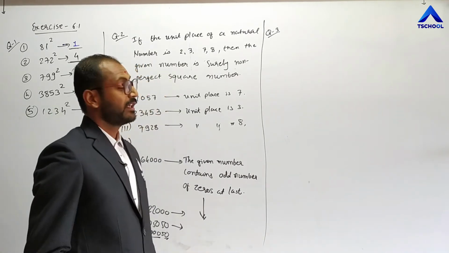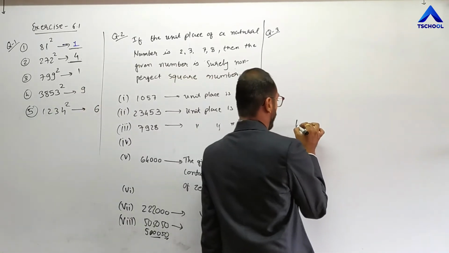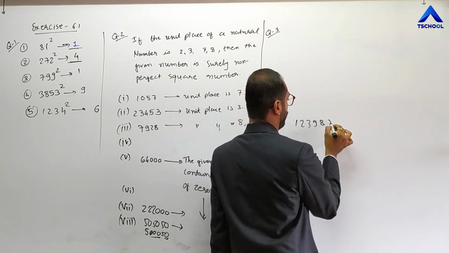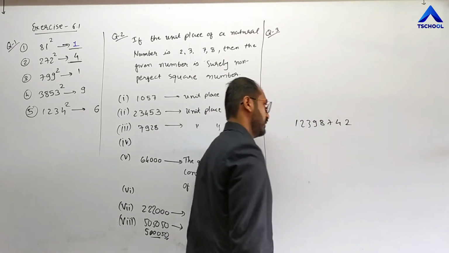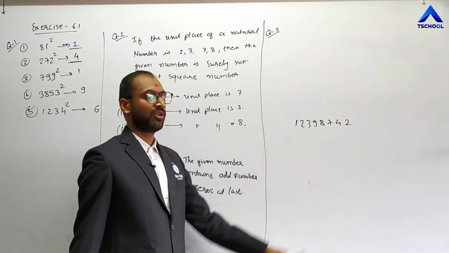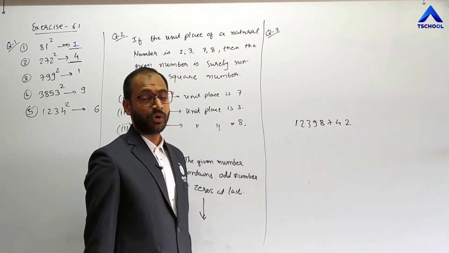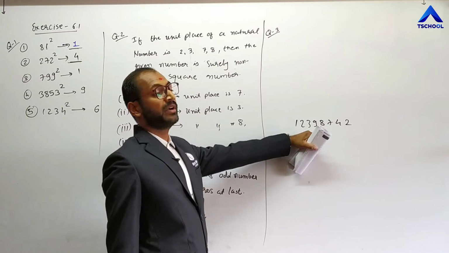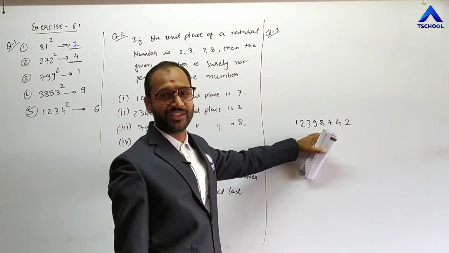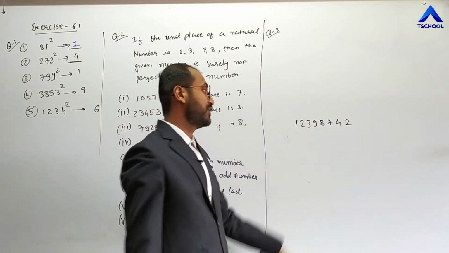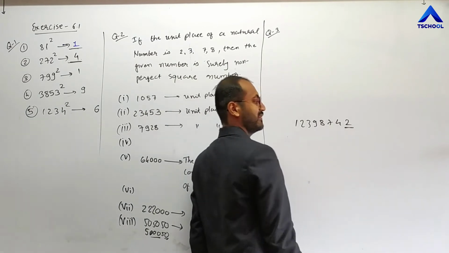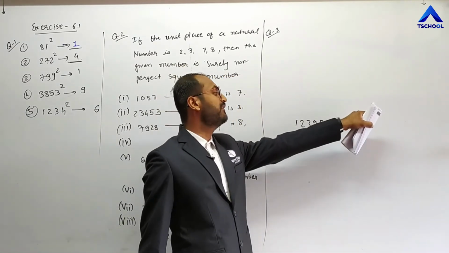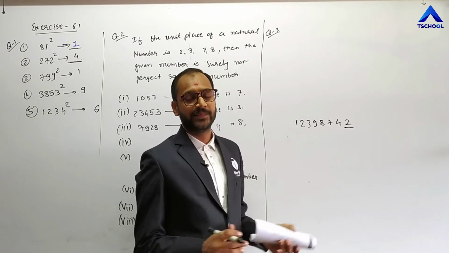Like if I write a greater number like 12398742, is this number even or odd? What will you check to decide whether this number is even or odd? Yes, you will check only the unit place. The unit place is even, so the whole number is even.